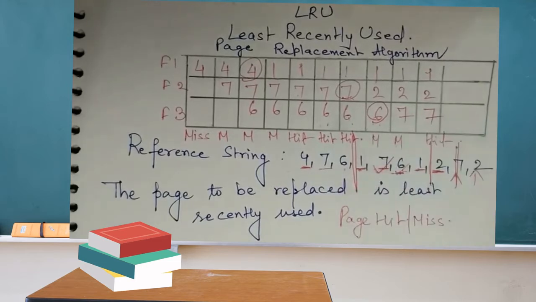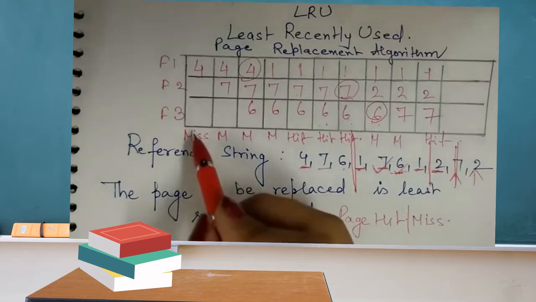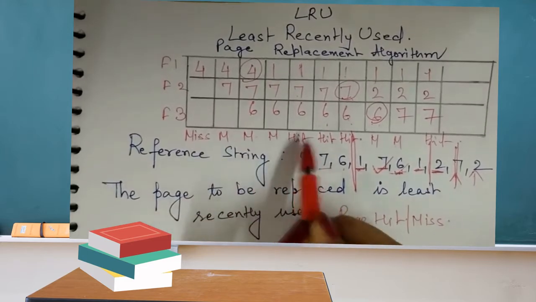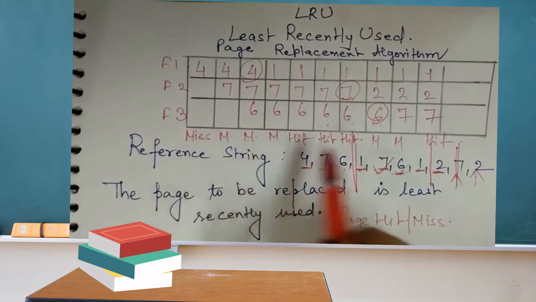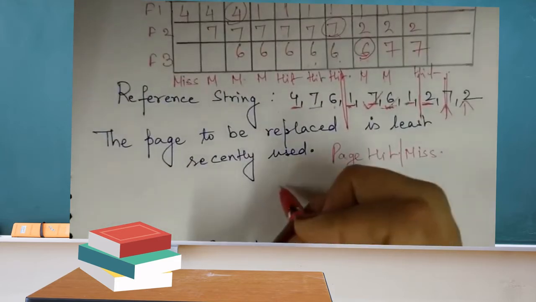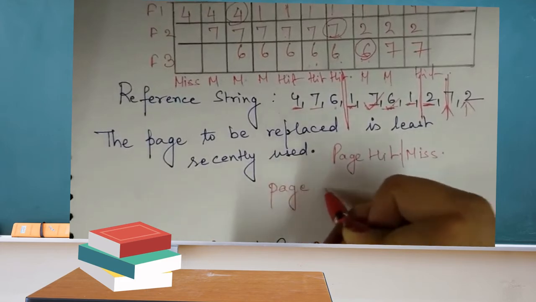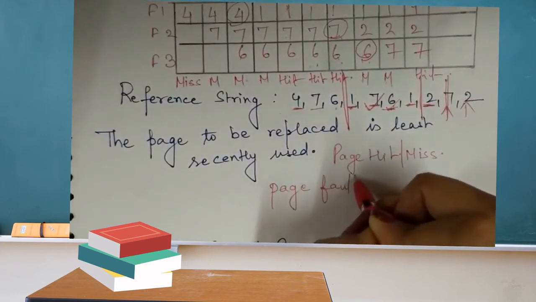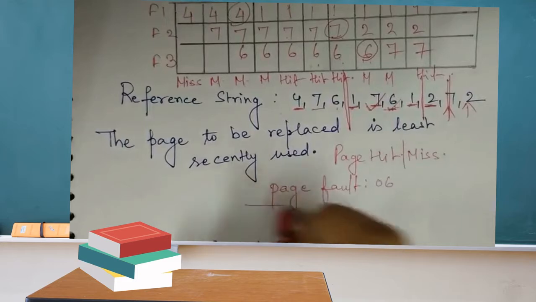So again, if we count the number of page faults, we'll see that 1 2 3 4 5 and 6. So the page fault for the same string is 6.